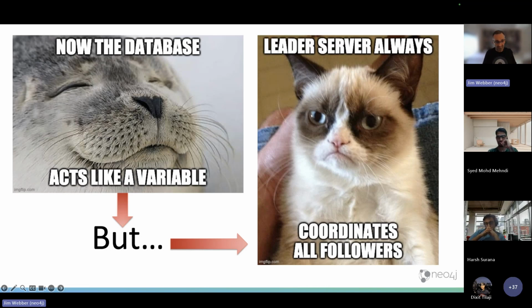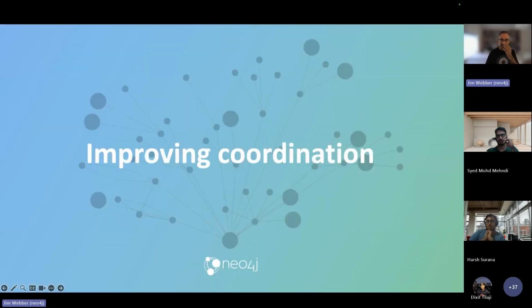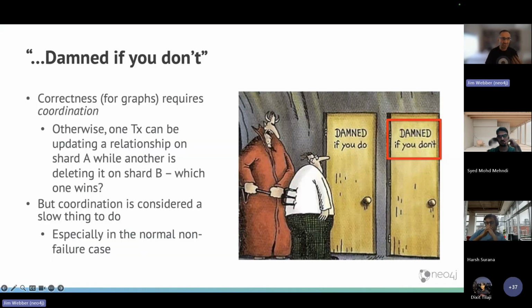You can't lose it. But the one thing that Grumpy Cat is telling us is that the leader always coordinates all the followers. And what that means is that they're a bottleneck. So we get a lot of good things from these architectures. We get correctness, we can layer on causality, so they behave like variables, but we're running this machinery all the time, and sometimes we don't need to. So can we improve coordination? Can we walk through the door that says "damned if you don't"?